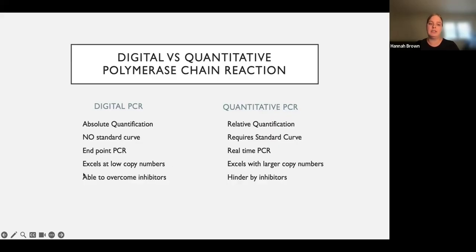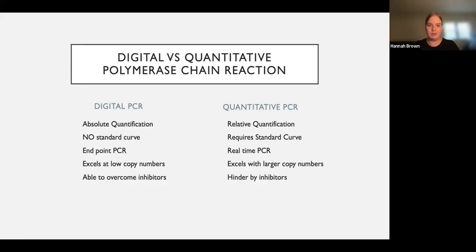Another benefit of the digital is that it's able to overcome inhibitors. In the same way I described, it's taking the DNA or RNA and dividing it between all these little nanowells. It's also dividing the inhibitors. So if you do have inhibitors within your sample, it's able to spread that out into many different little reactions, and it doesn't affect the PCR reaction as much as it does with a quantitative PCR, where if you have inhibitors, it's inhibiting the entire reaction because it's all in one well together.